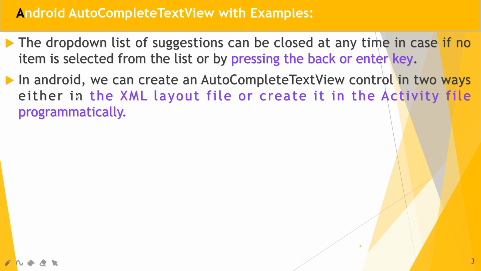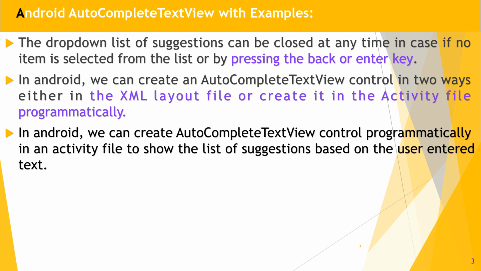In Android, we can create an autocomplete text view control in two ways, either in the XML layout file or programmatically in the activity file. In the previous lecture also we have seen this type of control: create the control at compile time, before in the XML file, or at runtime. Similarly, we can create autocomplete text view in the XML file at compile time itself or at runtime programmatically. So let's move to the next point.